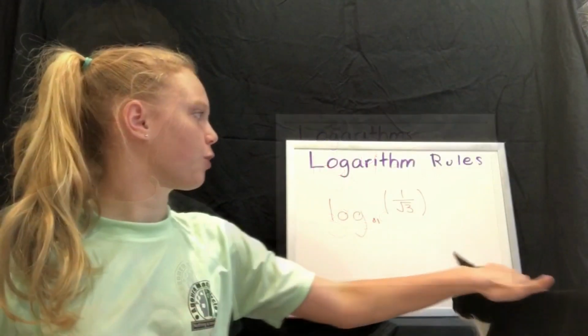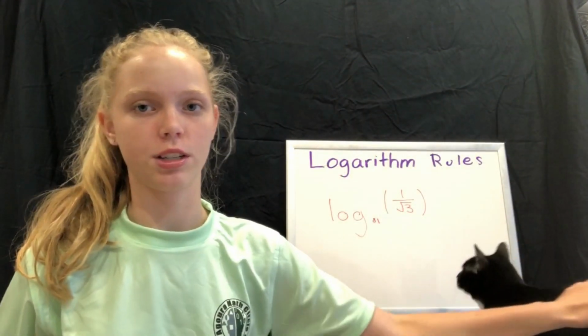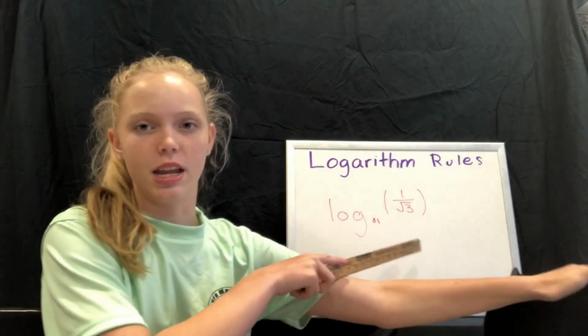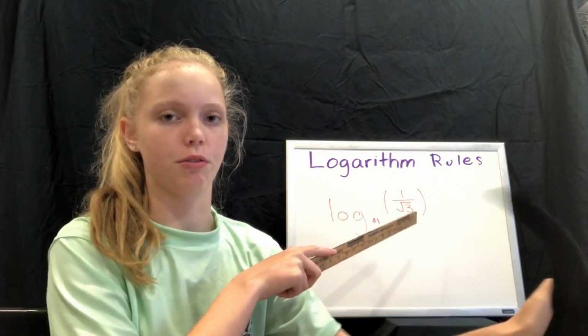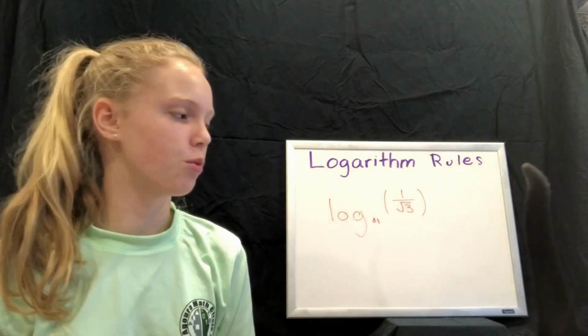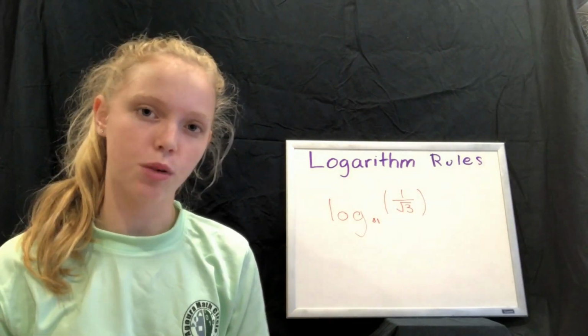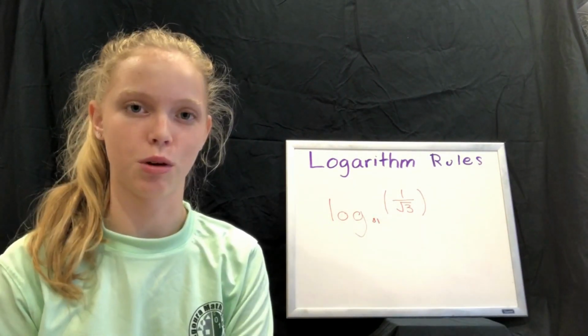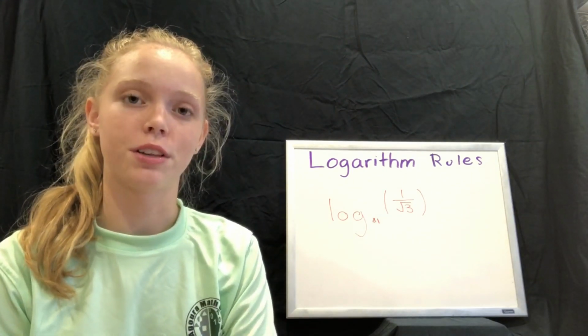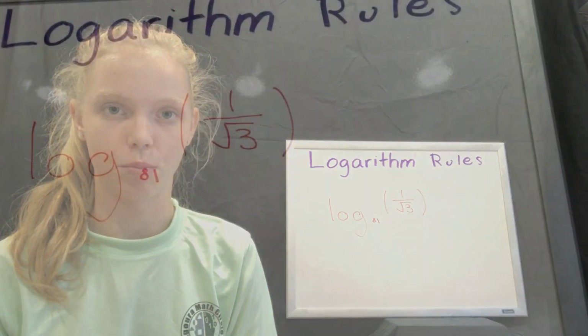Logarithm rules are going to help you evaluate expressions like log base 81 of 1 over the square root of 3. You probably don't know off the top of your head what power we have to raise 81 to in order to get this 1 over the square root of 3. In order to figure that out, you're going to have to use logarithm rules.